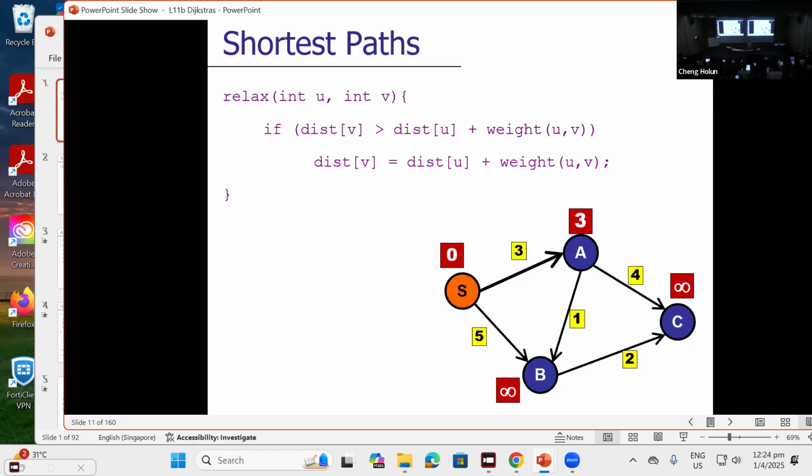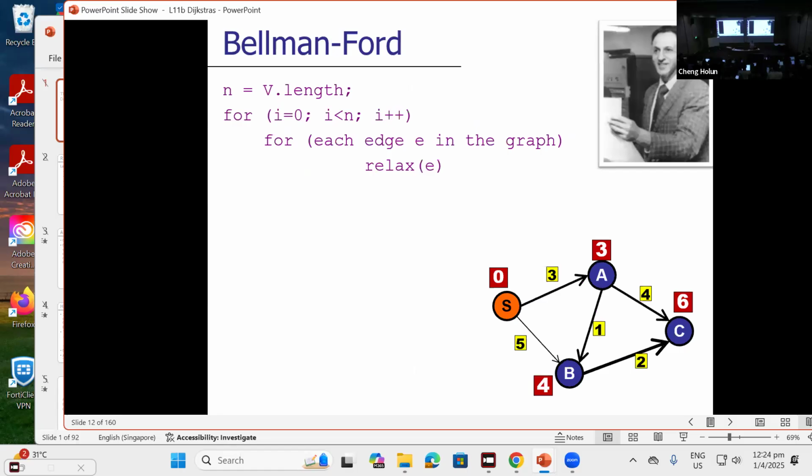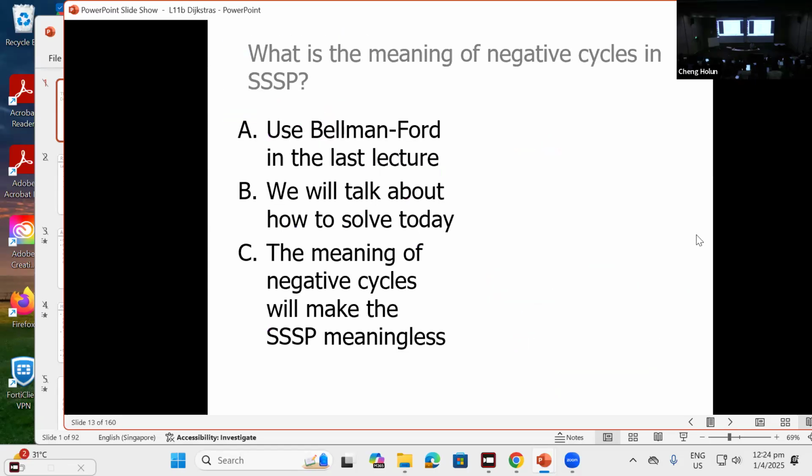So this Bellman-Ford algorithm we also talked about last week. This is the hands-on Bellman-Ford. What we do is we do it n times such that we relax every edge. Again, last week we said, what is the meaning of a negative cycle? For shortest path algorithms, if I have a negative cycle, what does that mean?